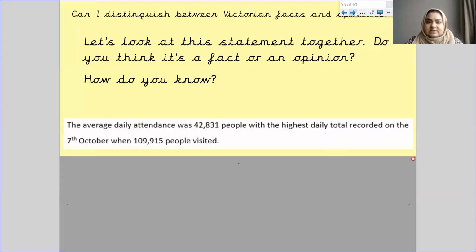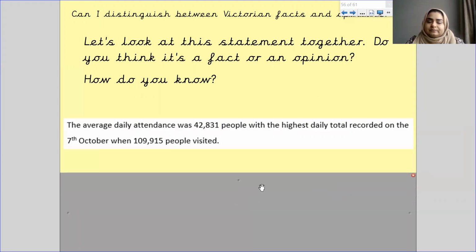Now, let's look at this statement together. So we all know a statement is just a sentence, okay? And what we are going to do is I want you to think about whether this statement is a fact or an opinion, and how do you know? So it says here, the average daily attendance was 42,831 people, with the highest daily total recorded on the 7th of October when 109,915 people visited. What do you think it is? Is it a fact or is it an opinion?